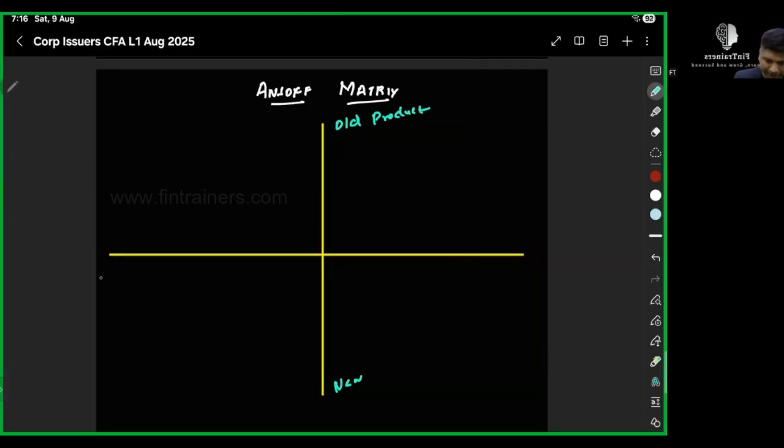So we will have the old product on the top and the new product at the bottom. On the left hand side, I'm going to have the existing market, the market in which you are currently operating. And on the right hand side, a new market. Okay, so the top left quadrant, old product, existing market, is existing business. This is what you're doing. This is your product, and this is the same. Let's say you're operating and distributing in India. This is the space you're in.